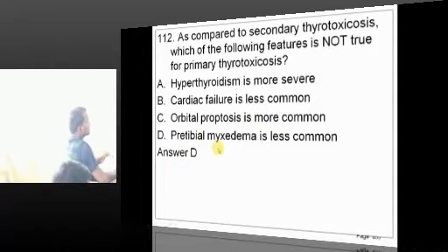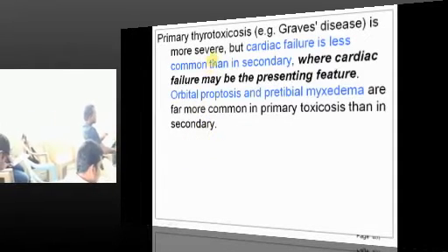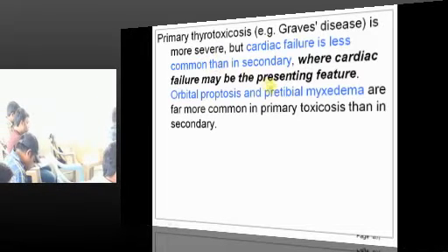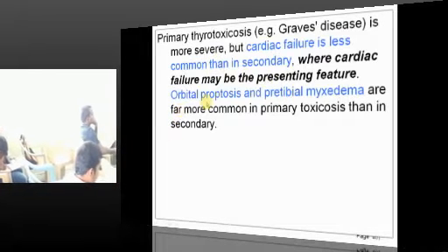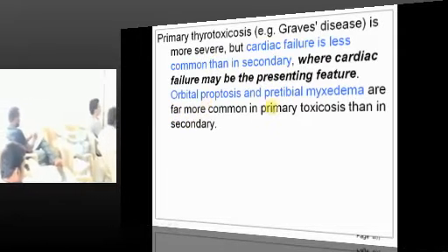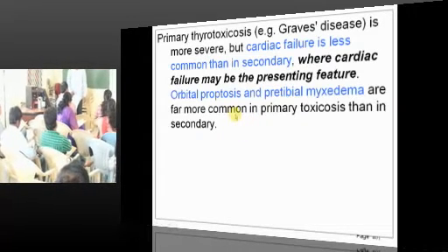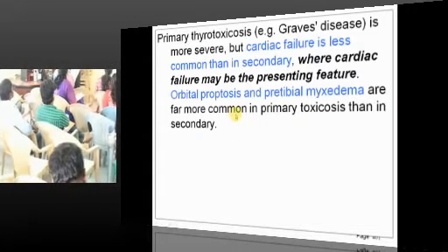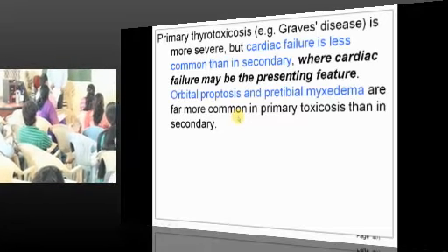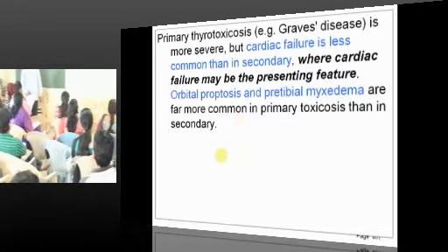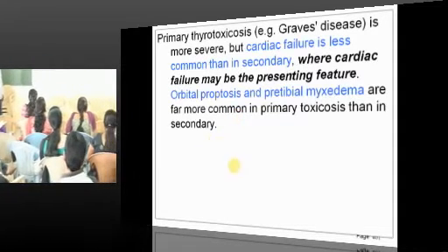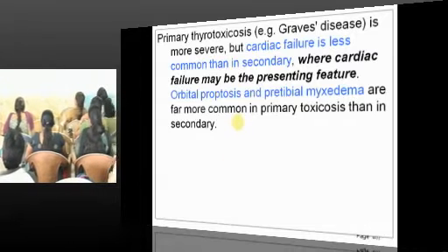Pretibial myxedema. Basically, pretibial myxedema and orbital proptosis are more common in primary thyrotoxicosis rather than secondary. Of course, this terminology of primary and secondary is no more in that common practice in modern endocrine textbooks.